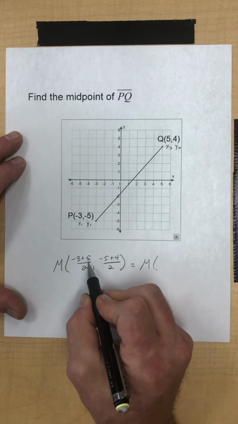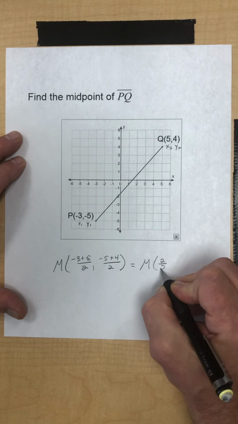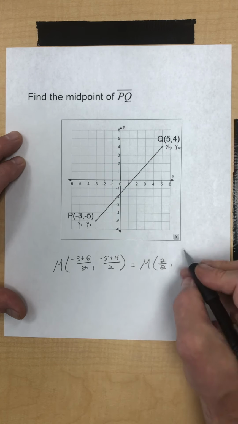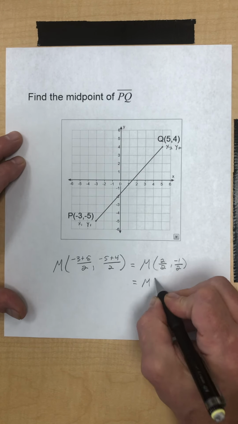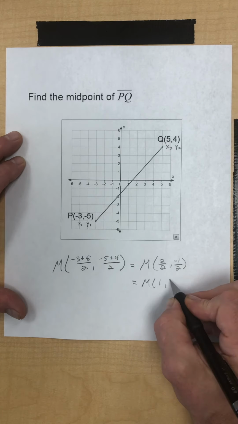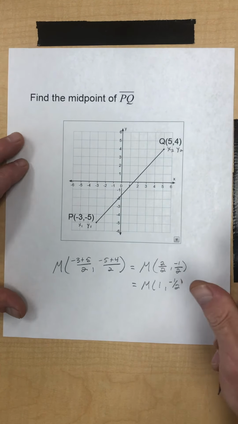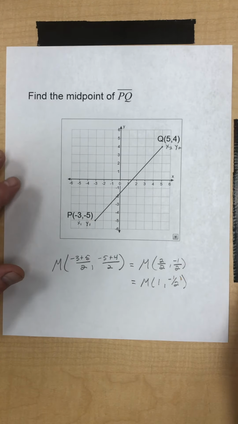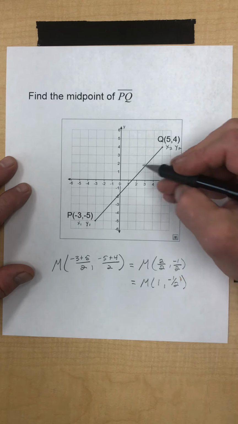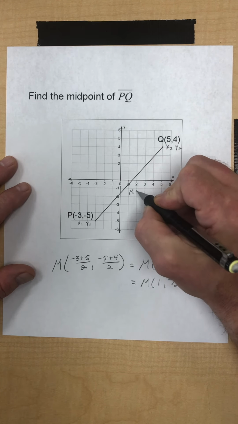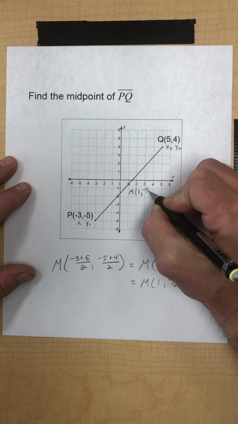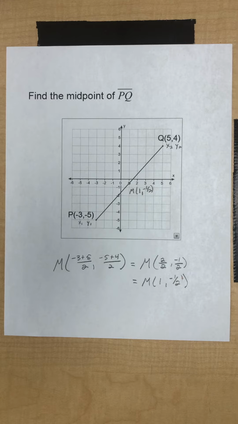Okay, so let's see, -3 plus 5 is 2, so I'd have 2 over 2. And then -5 plus 4 is -1 over 2. And then I can just simplify the 2 over 2. Obviously that gives me 1, and -1/2 is already simplified. Okay, so it looks like the midpoint is at 1 and -1/2, and if you go here, look, 1 and -1/2. It looks like that would be your midpoint right there. Okay, so we're in good shape. I like that one so far. That's pretty easy. Let's take a look at another one.